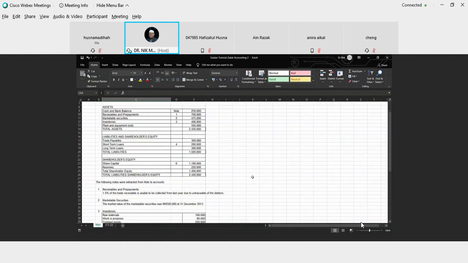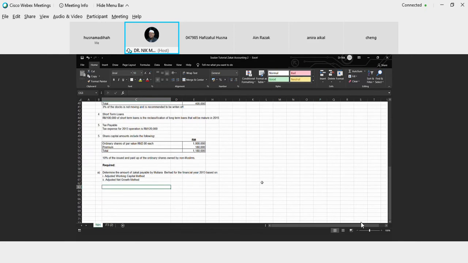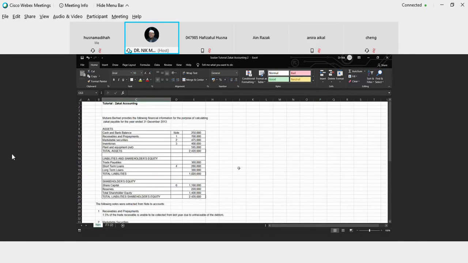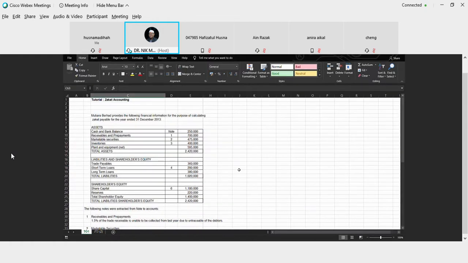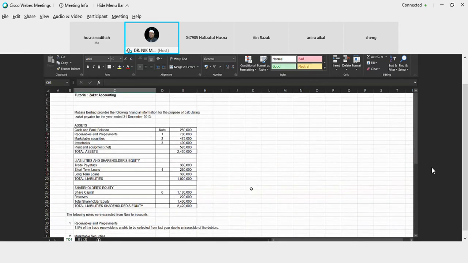I'm going to share with you a quick sharing. It's not going to be more than 15 or 20 minutes, I think, because I'm just going to share with you the pattern of the questions that are going to be provided to you for the final exam. Today I'm going to refresh your information in your minds regarding the zakat calculations.